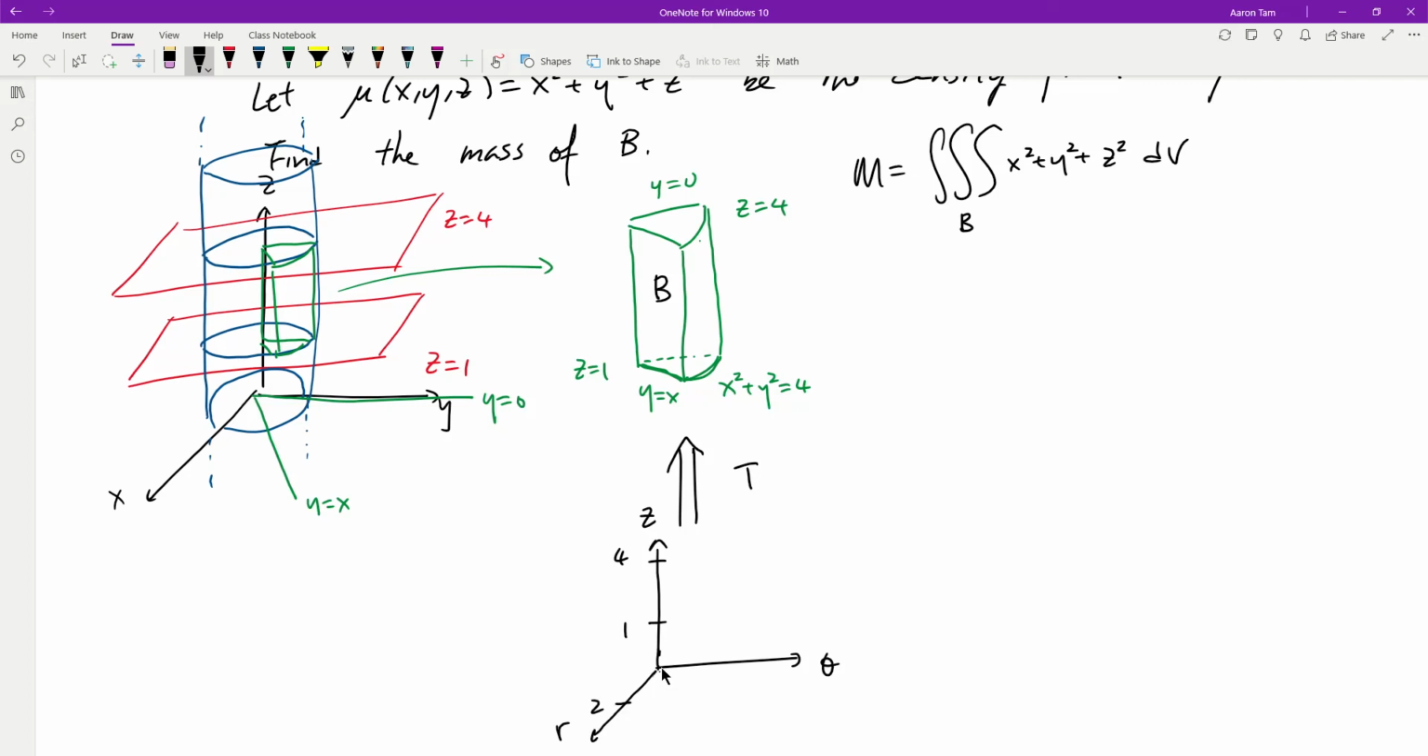That's 0. The tricky part is what theta should be. If you think about it, y equal to x is the diagonal that splits the first quadrant into 2. That is 45 degrees, or pi over 4. And then theta goes all the way from pi over 4 to the y-axis, which is pi over 2. So there you go, there you have it. This is the solid that we have.